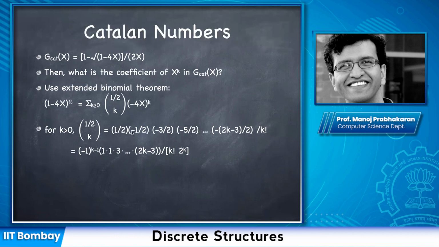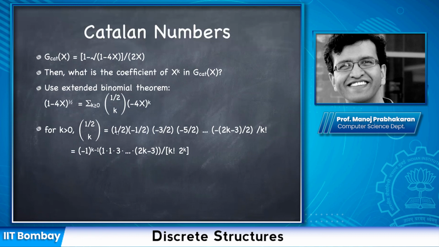So half times minus 3 by 2. So the numerator here would increase by 2. The negative number would increase by 2 each time. So if you just rearrange this, the first term is positive, but then you have k minus 1 negative terms. So you have minus 1 to the power k minus 1.